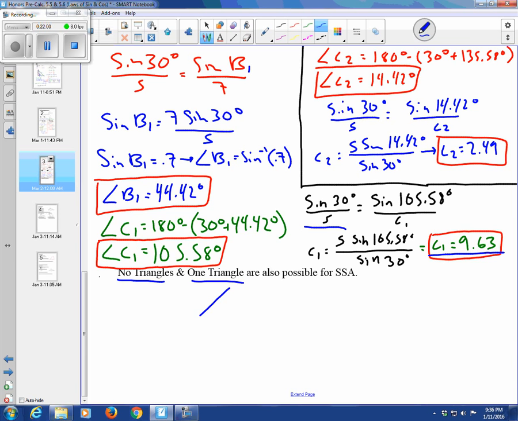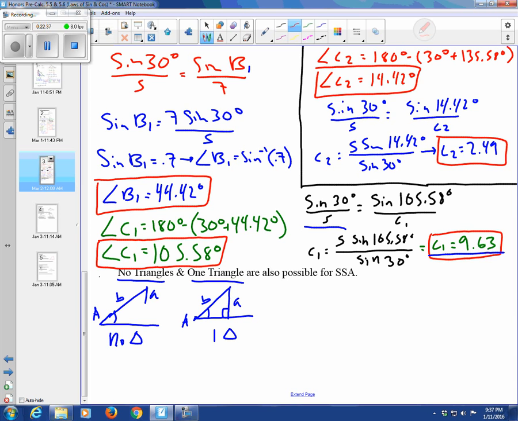If the opposite side A is just long enough to come down and reach that other side, we're going to get 1 triangle, and it's going to be a right triangle. If that opposite side A is too short, then we're going to get no triangle. So here we'd have our angle A, our side B, and our really short side A, and in this case we would say no triangles. And here's our 1 triangle.